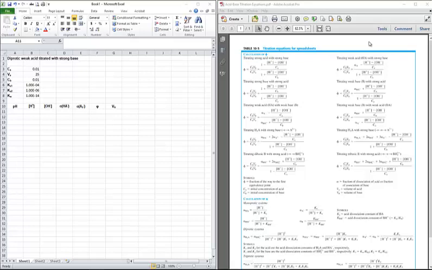So we're going to start with the table from the textbook, and this will be a different chapter depending on which edition of the textbook you have, but it will always be towards the end of the chapter on acid-base titration, so it should be fairly easy to find. And what you're looking for is the titration equations for spreadsheets table.